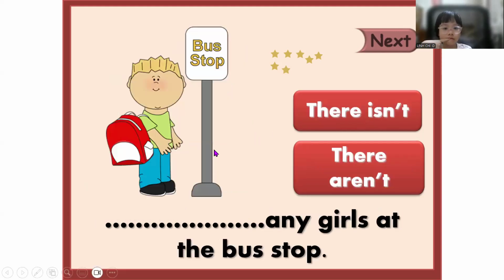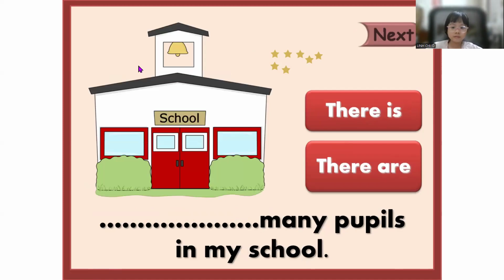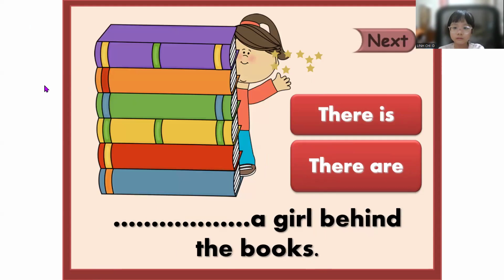What about this one, Mary? There aren't any girls at the bus stop. Very good. Wow. What about this? There are many teachers in my school. Okay, there are many pupils in my school. Very good. Okay, one star again. What about this? There is a girl behind the books. That is right. Great job, Mary. That's another one star.